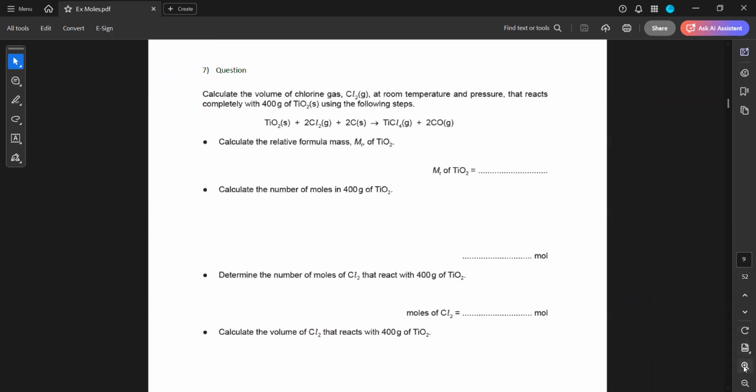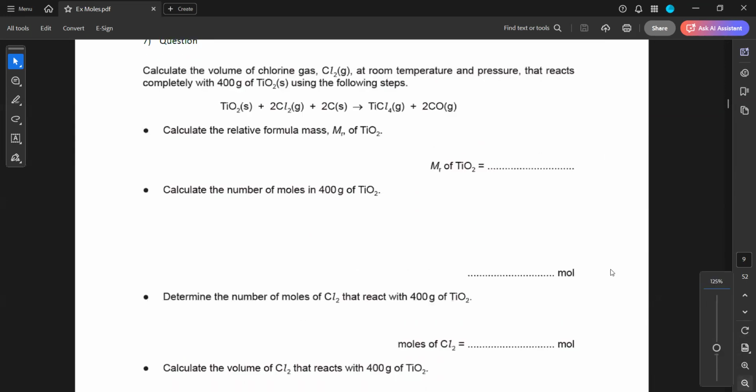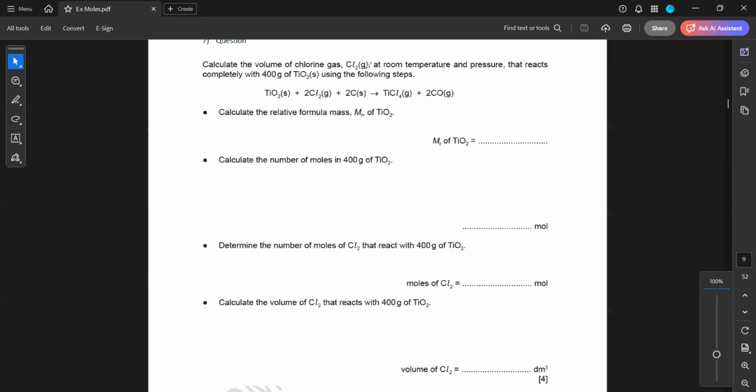Question 7. To calculate the volume of the chlorine, calculate the volume of the chlorine using a formula. First, the relative formula mass of titanium oxide. You need a periodic table for that. Like using a periodic table, the mass of a titanium is there, and oxygen, it will be multiplied by 2.